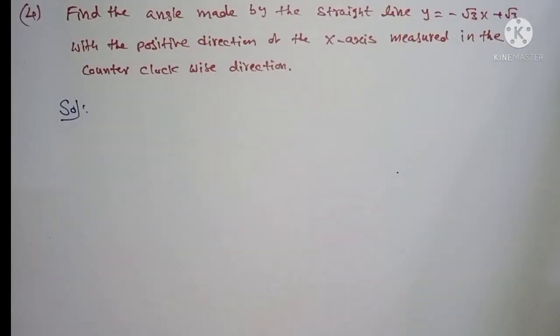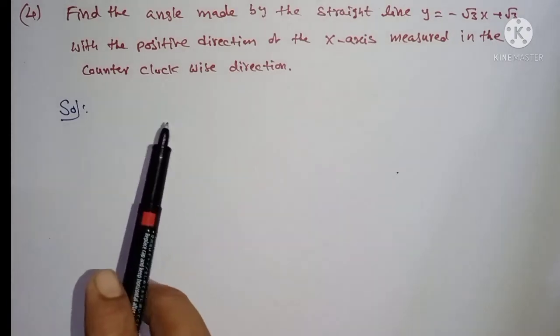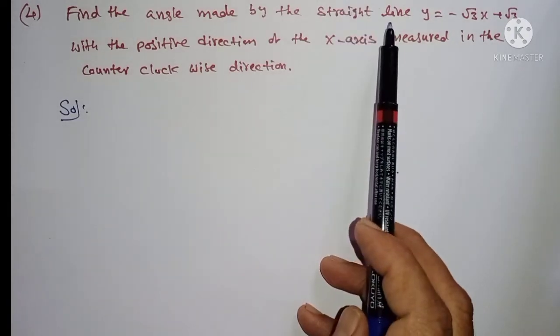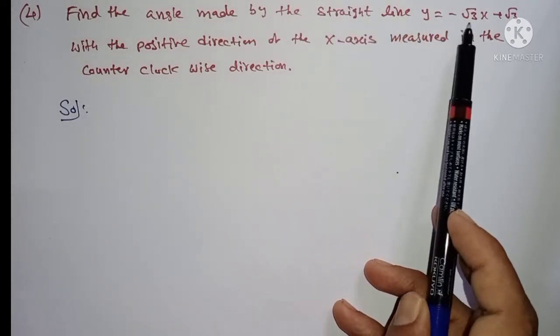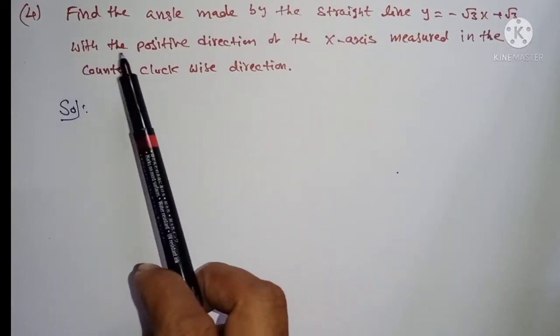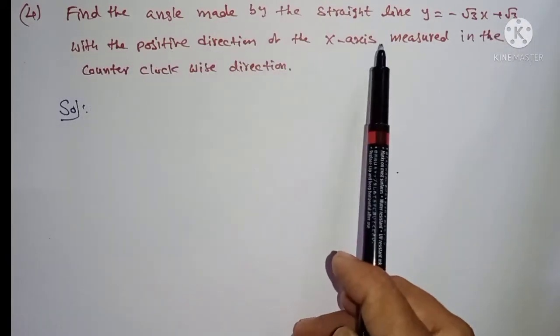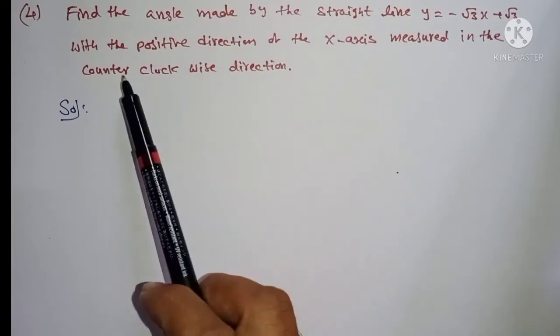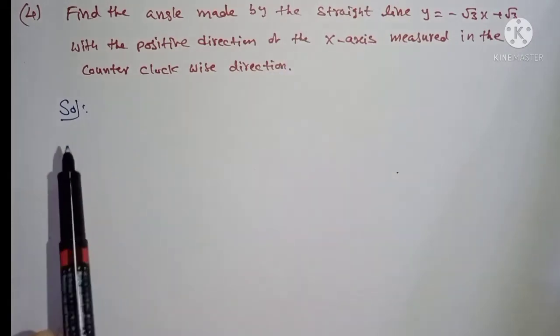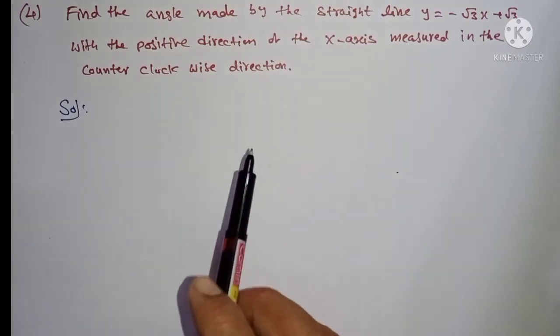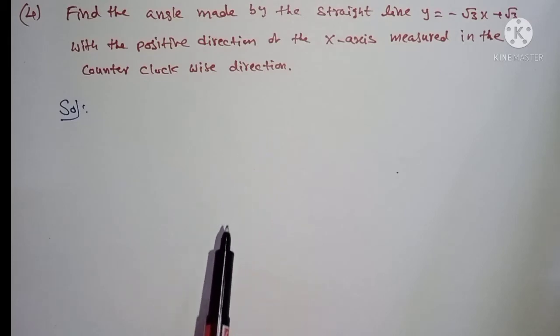Next, fourth problem. Find the angle made by the straight line y is equal to minus root 3x plus root 3 with the positive direction of the x-axis measured in the counterclockwise direction. Anti-clockwise you can take the minus only, counterclockwise means you can take the plus only. Therefore you can find out the theta only.